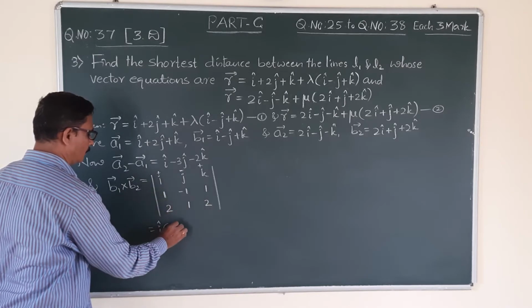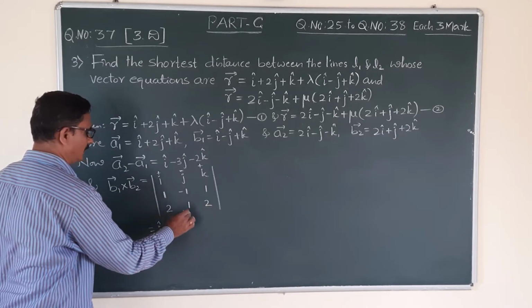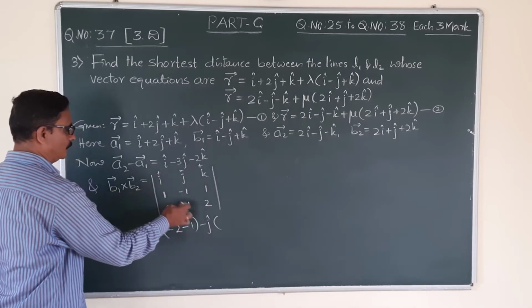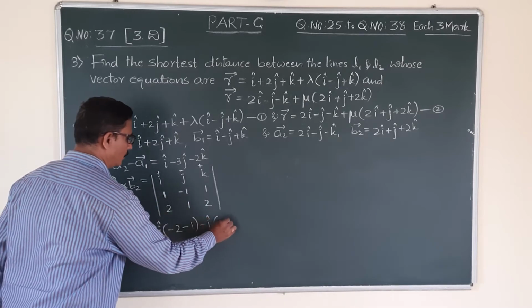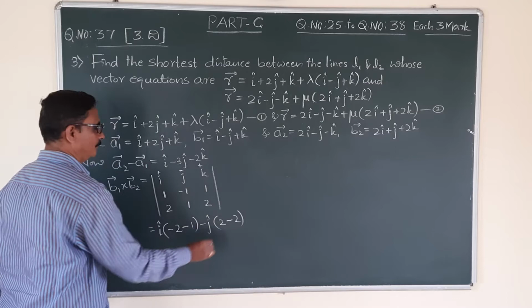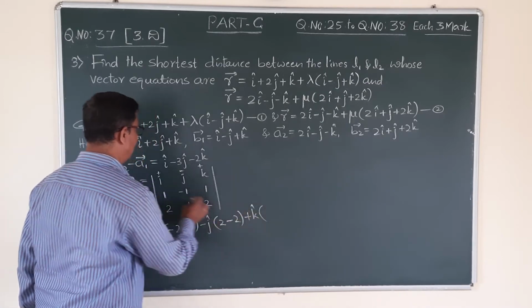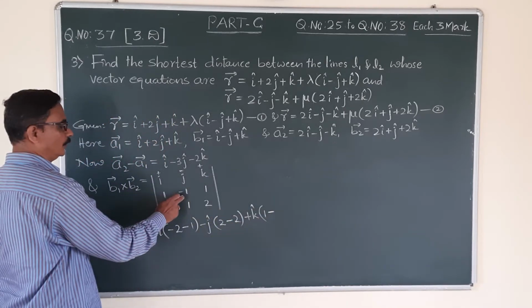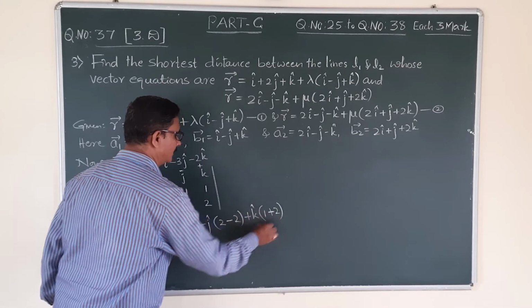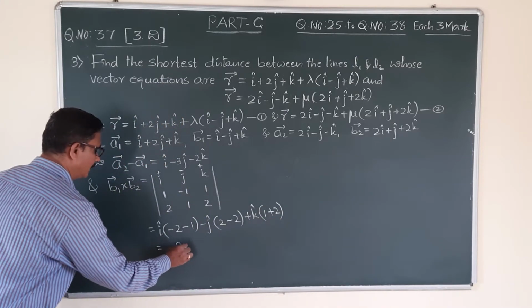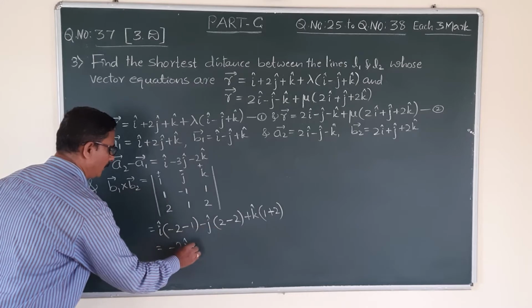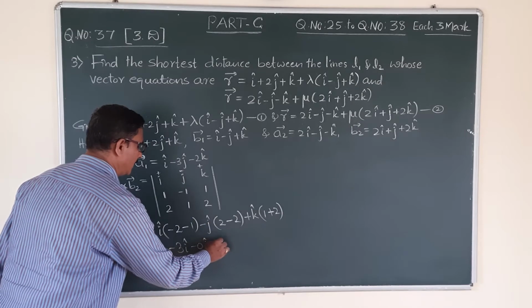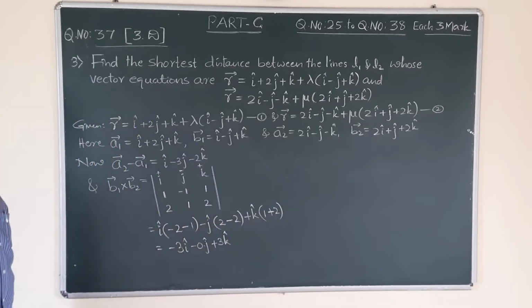The difference of the cross multiplication: minus 1 into 2 minus 2, difference minus 1 1s are 1, minus j into deleting first row second column, 4 numbers, 1 2s are 2, difference minus 2 1s are 2, plus k into deleting first row third column, 4 numbers, 1 1s are 1, difference minus 2 into minus 1 minus 2, that is minus into minus plus 2, that is minus 3i minus 0j plus 3k. This is b1 cross b2.